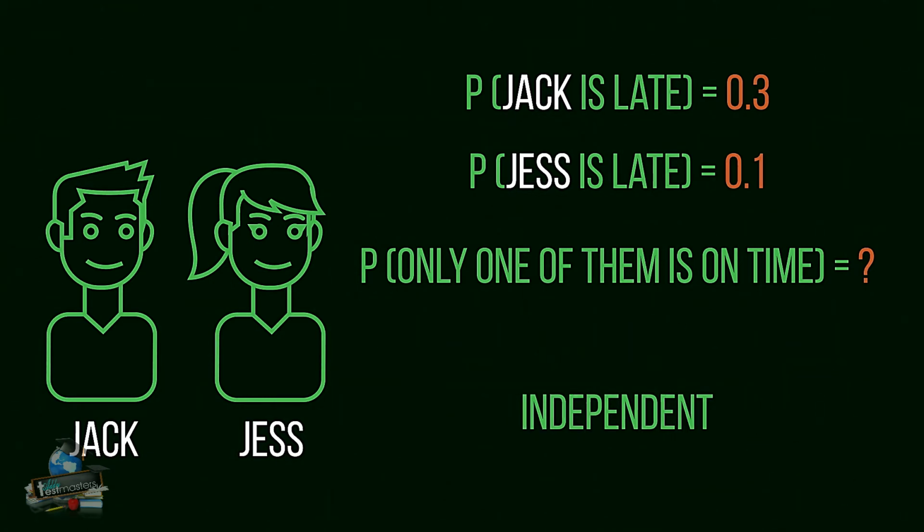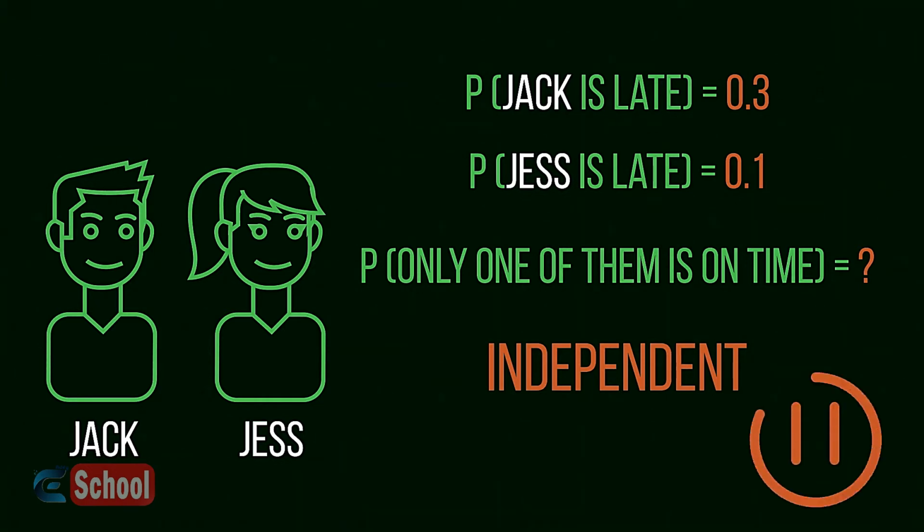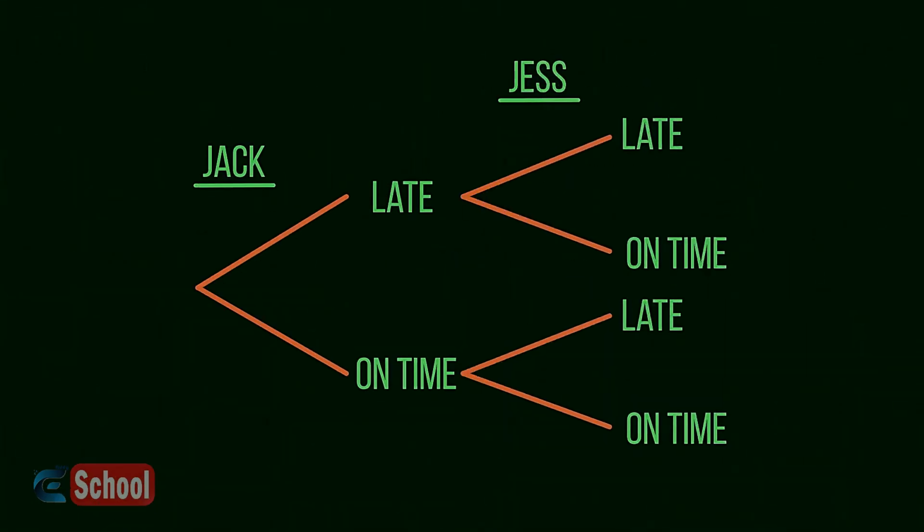So this question is an independent question because the lateness of our first person, Jack, doesn't affect the lateness of our second, Jess. Now let's see how we would answer this probability question. If you would like to have a go first, pause now. So firstly, we need to draw out our tree diagram. We have two events, each with two possible outcomes, so our diagram should look like this.